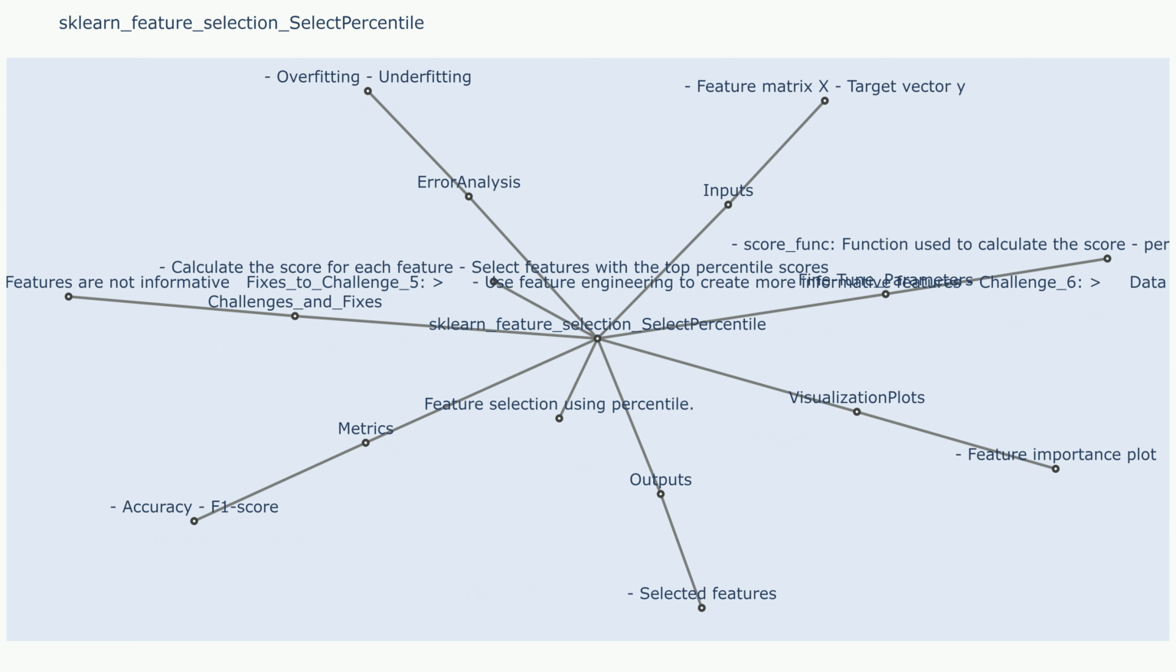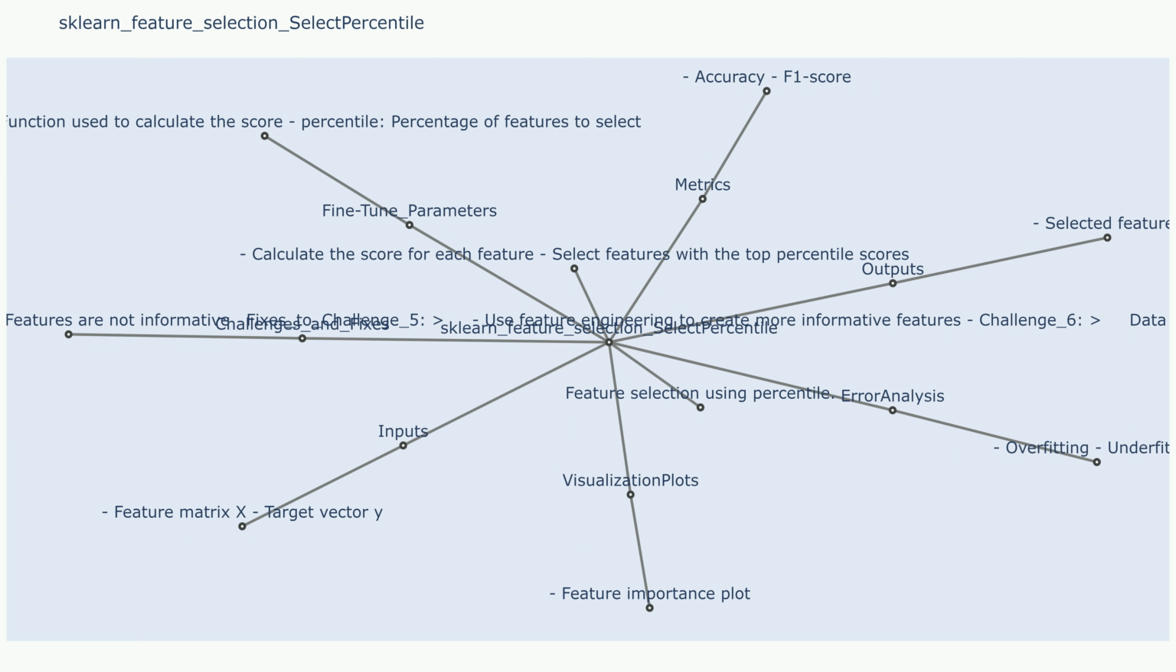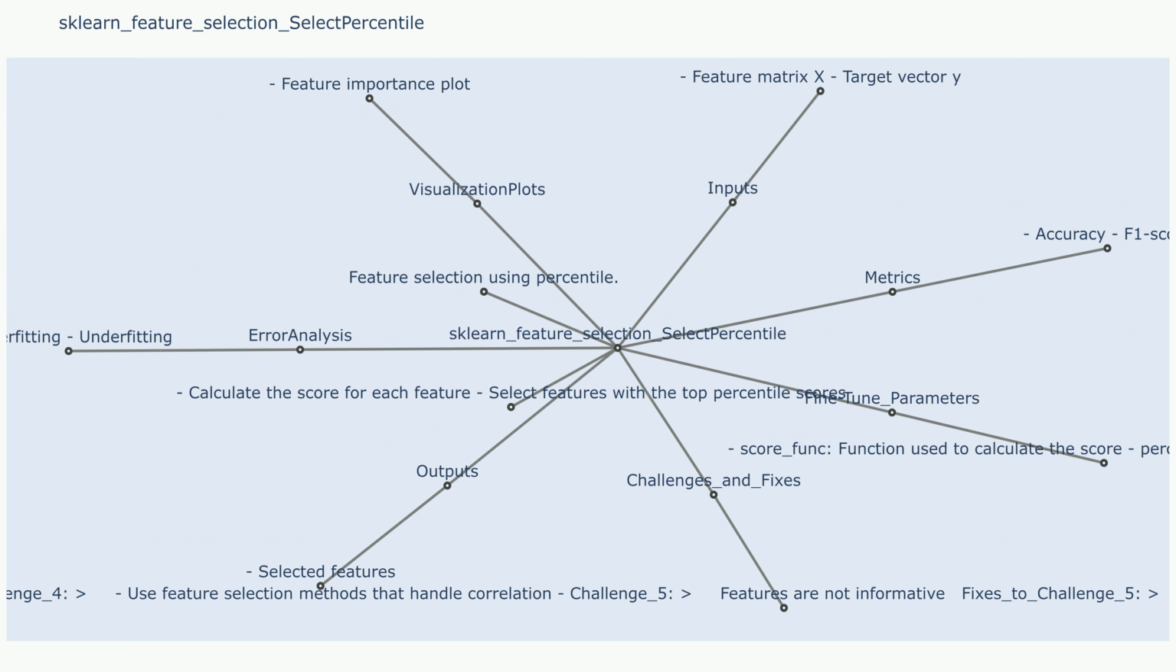Inputs. score_func, a function that takes two arguments, the training data X and the target labels y, and returns a score for each feature. This function defines the criteria for feature ranking. Common scoring functions include f_classif, ANOVA F-value for classification tasks. This measures the variance between class means divided by the variance within classes. mutual_info_classif, mutual information for classification tasks. This quantifies the dependency between features and the target variable.